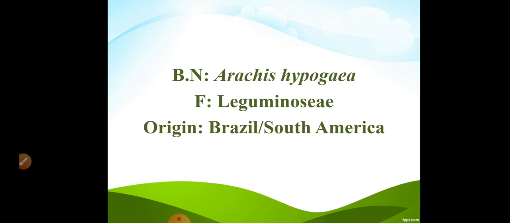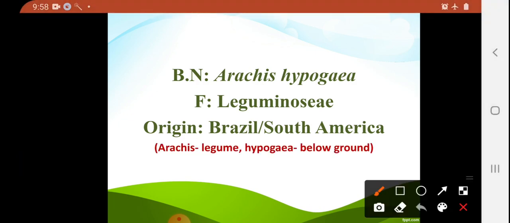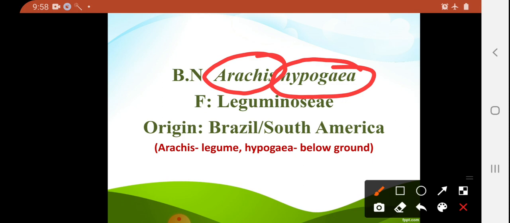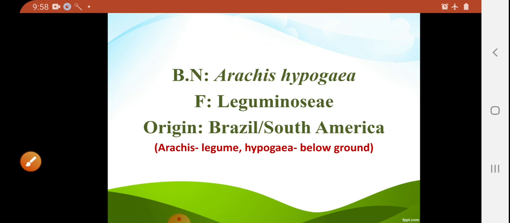See, what does this Arachis hypogea indicate? Arachis means it is a legume, and hypogea means it is growing below ground. That means a legume crop which grows below ground, whose fruits we get from the ground, or fruits are developed in the ground or in soil. So that is the actual meaning of Arachis hypogea.